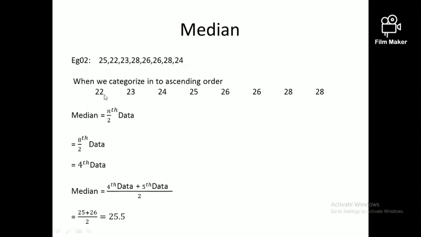If you come across this one, how many data are there? 1, 2, 3, 4, 5, 6, 7, 8. 8 divided by 2 is the 4th data. If you get the 4th data, it's an integer, so go to the 4th data and the next data. What is the next data after the 4th data? That is the 5th data. Then add the 4th data plus the 5th data divided by 2. 1, 2, 3, 4. The 4th data is 25 plus the 5th data 26, divided by 2. So you get the answer 25.5. That's the same concept we used in our previous theories, even in a numerical context, right?